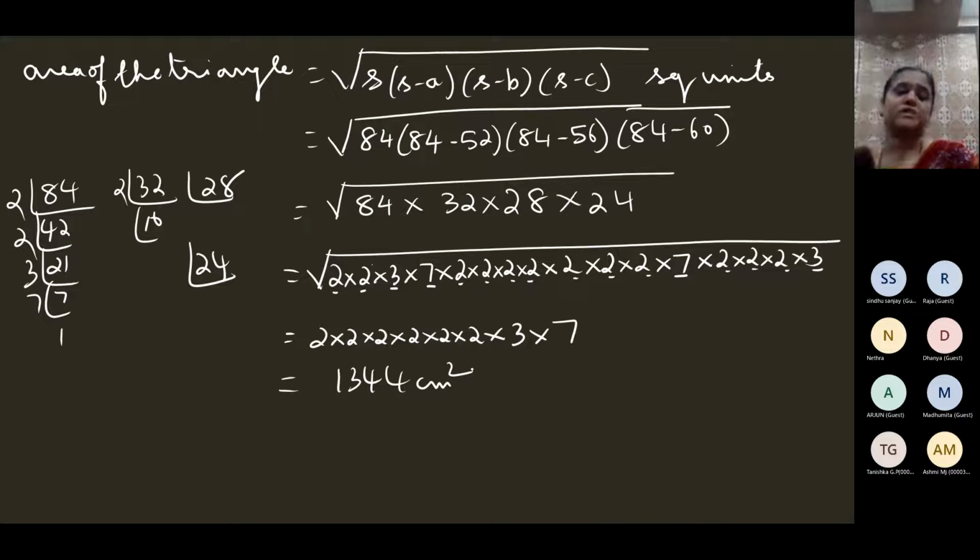centimeters square. So you can always do this method. You can take down this if you want. Just wait for 30 seconds.